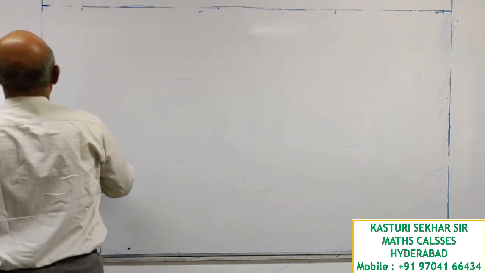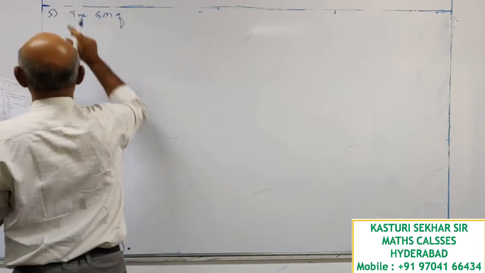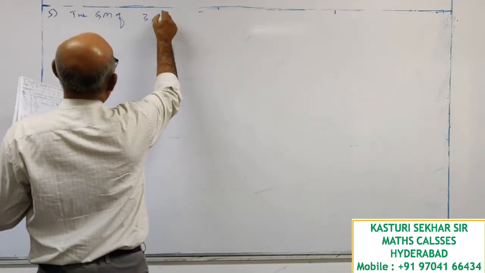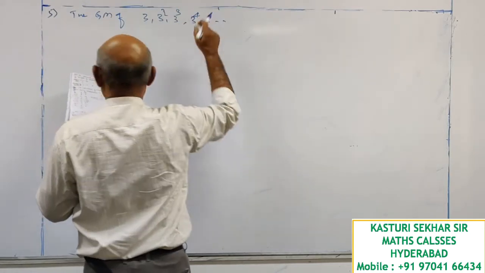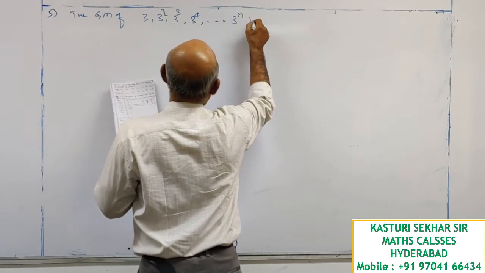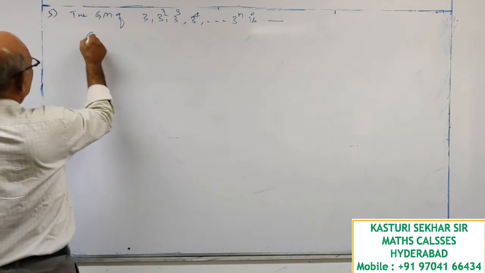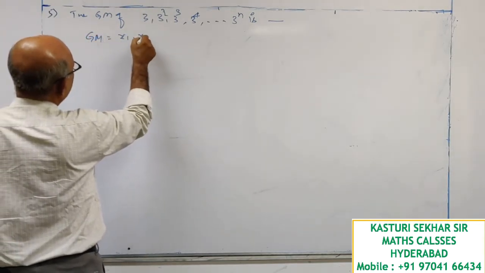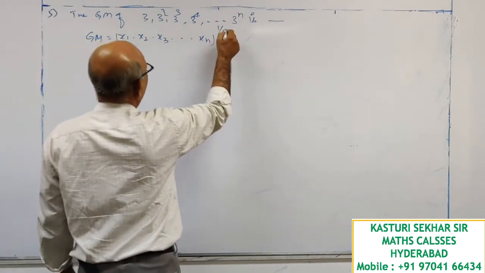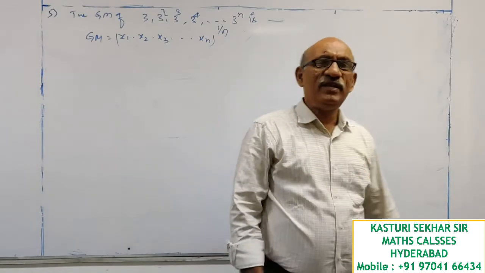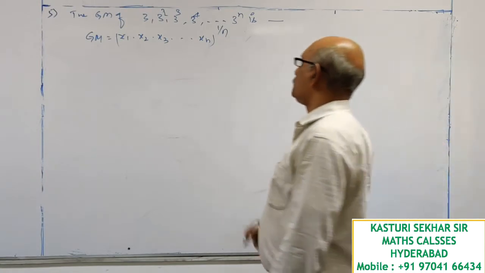Look at the question number 5. The geometric mean of 3 square, 3 cube, 3 power 4, etc. 3 power n is? So geometric mean is equal to x1 into x2 into x3 into etc. xn whole to the power 1 by n. Geometric mean for a set of n observations is the nth root of their product.